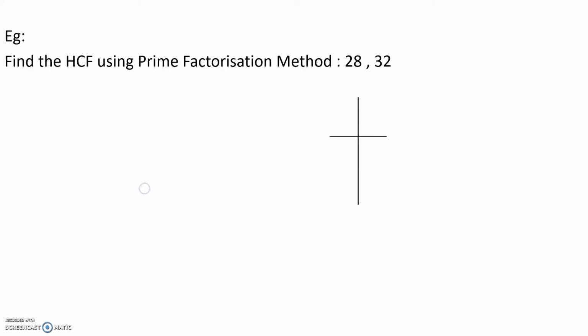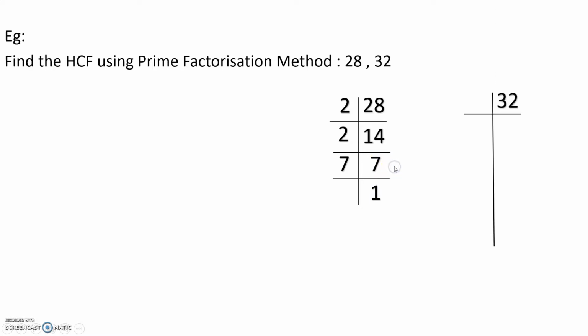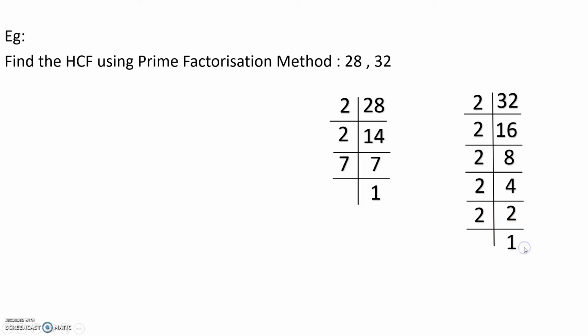Let's see. 28. 28 comes in 2's table. 2 14s are 28. Then 2 7s are 14. Then 7 1s are 7. Okay. Now 32. 2 16s are 32. Then 2 8s are 16. Then 2 4s are 8. Then 2 2s are 4. Then 2 1s are 2.